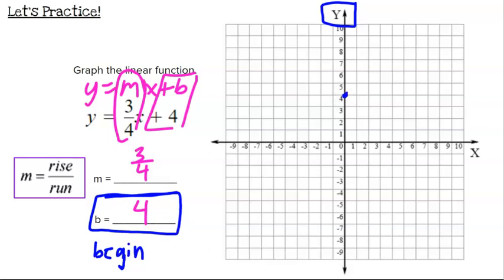Now, in order to make a line, we need at least 2 points on the graph. So to get those next points, we are going to use our slope, our rise over run. And this rise over run tells me that I'm rising 3. So I'm going to go up 3 because it's positive. So I go up. And then for that bottom number always tells you the right value. So we are going to go right 4.